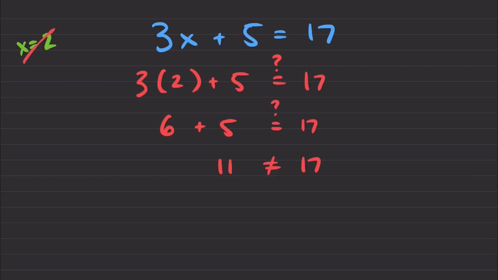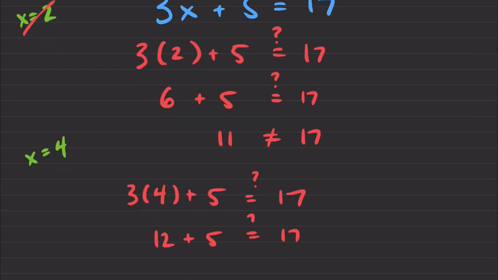So let's try a different one. Let's try maybe x being 4. Well, in this case, if x is 4, we'll get 3 times 4 plus 5. Is that equal to 17? Well, let's try. I've got that 12 plus 5 equals 17? And yeah, in fact, 17 is indeed equal to 17. So that is our solution.